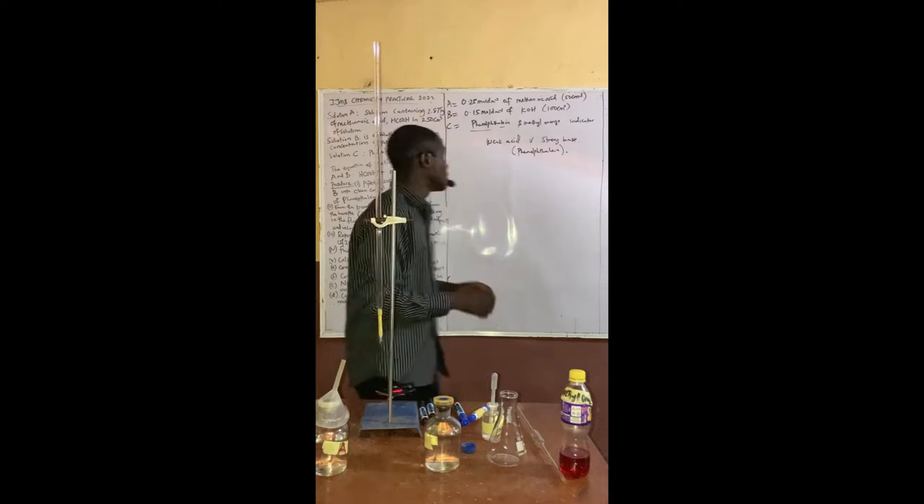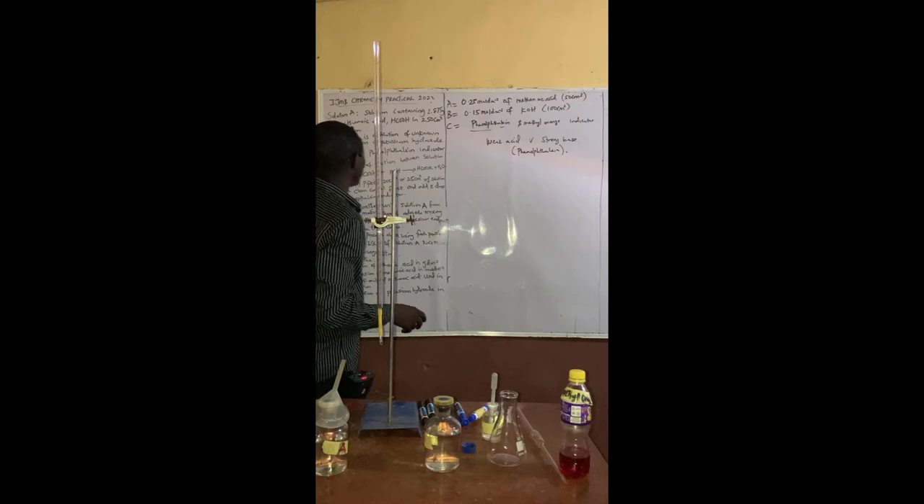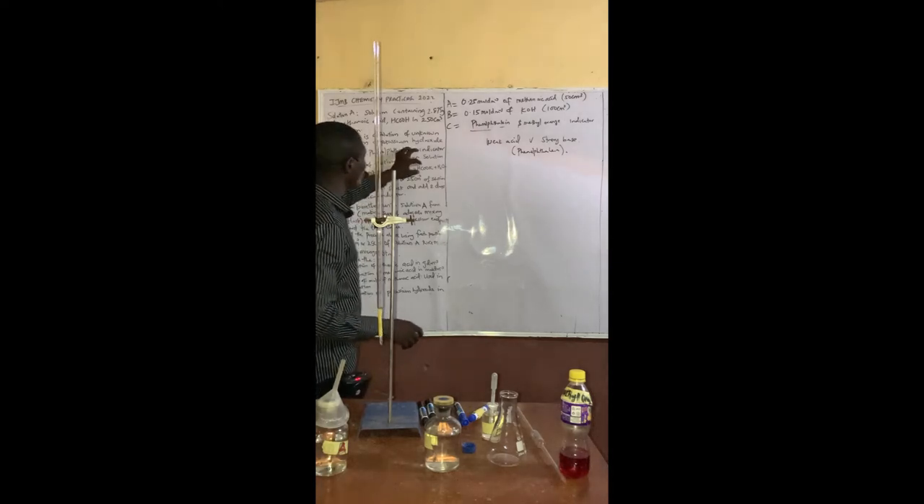This is the first way we have it here. Solution A is a solution containing 2.875 grams of methanoic acid in 250 centimeter cube of solution, while solution B is a solution of unknown concentration of potassium hydroxide. Solution C is phenolphthalein, which is an indicator. The equation for the reaction is formic acid plus KOH to form potassium methanoate plus water.